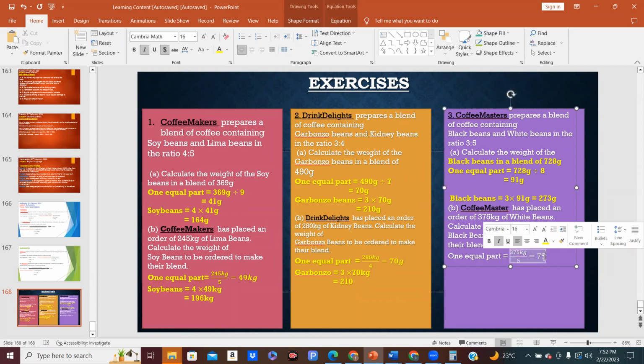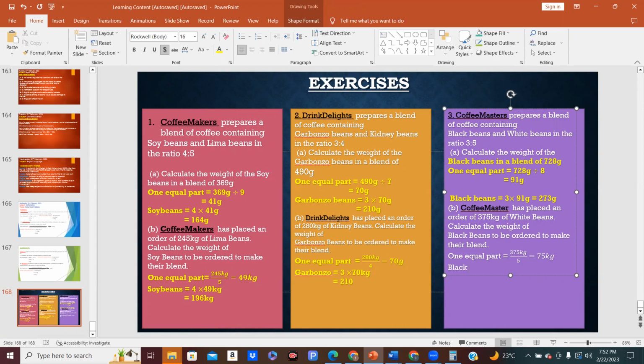So 75 kilograms. Now what are we going to do with the 75 kilograms? Multiply by 3. Very good. Why by 3? Because that's the number of equal parts for black beans. For black beans, very good. The black beans is going to be 3 multiplied by 75. And what is 3 multiplied by 75? That's going to be 225. Very good, 225. Kilograms, rather.